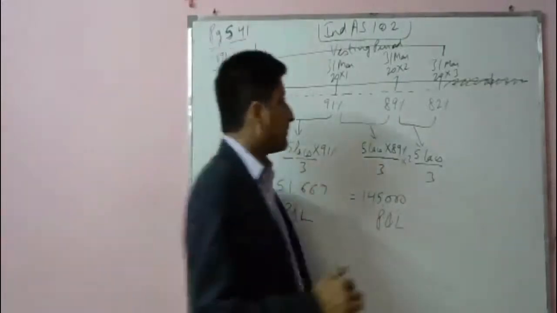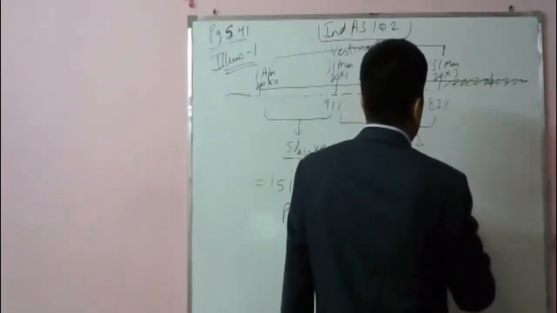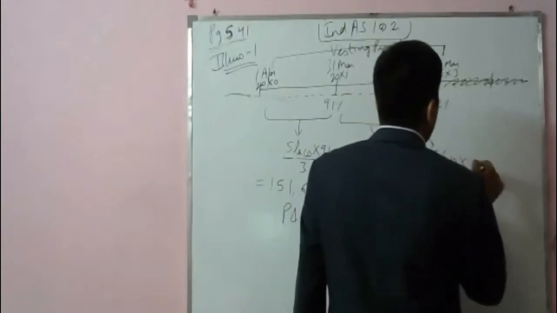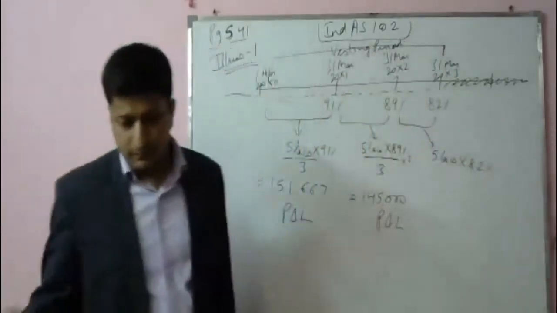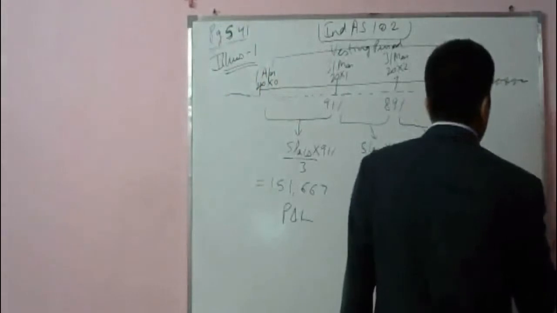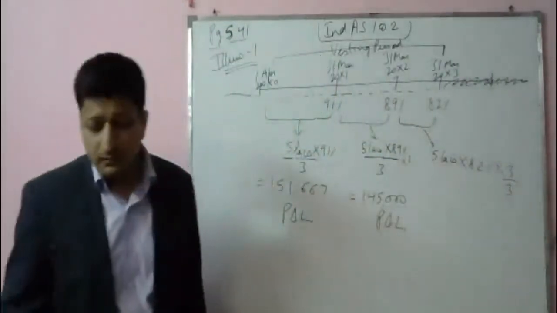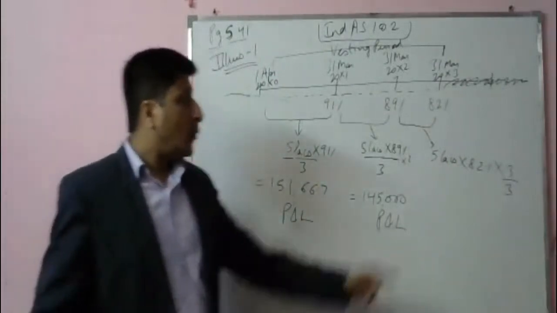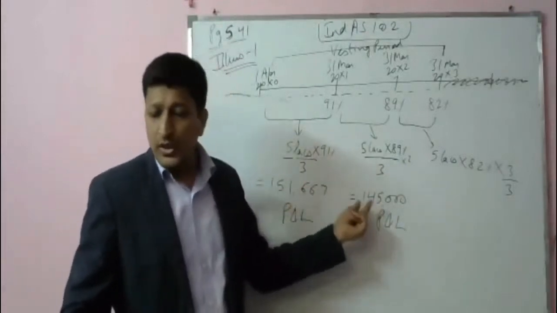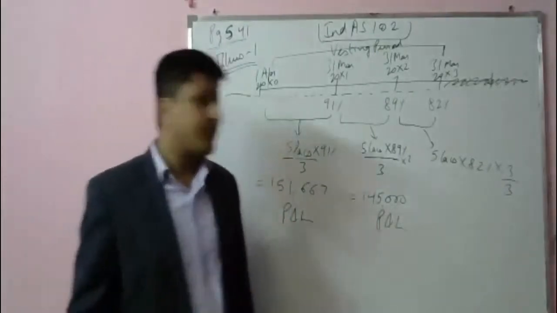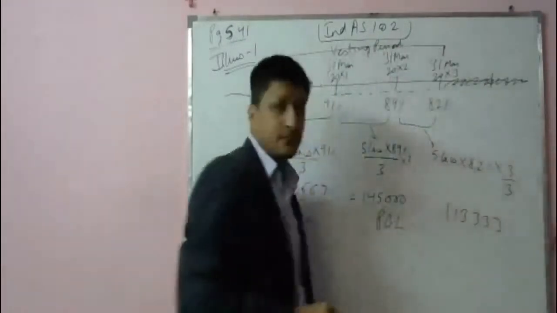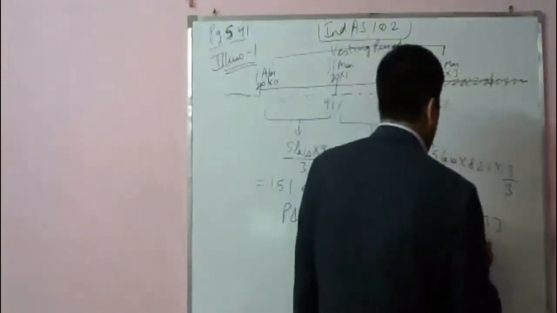In the third year, this amount will further be changed. Why? Because now the number of employees has further gone down. And now we are left with only 1 year. So we'll say into 3 by 3. So we'll get some amount. Out of the amount that we get, this much cost is already booked. So what are we left with? We are left with 1,13,330 to be charged to P&L of the third year.